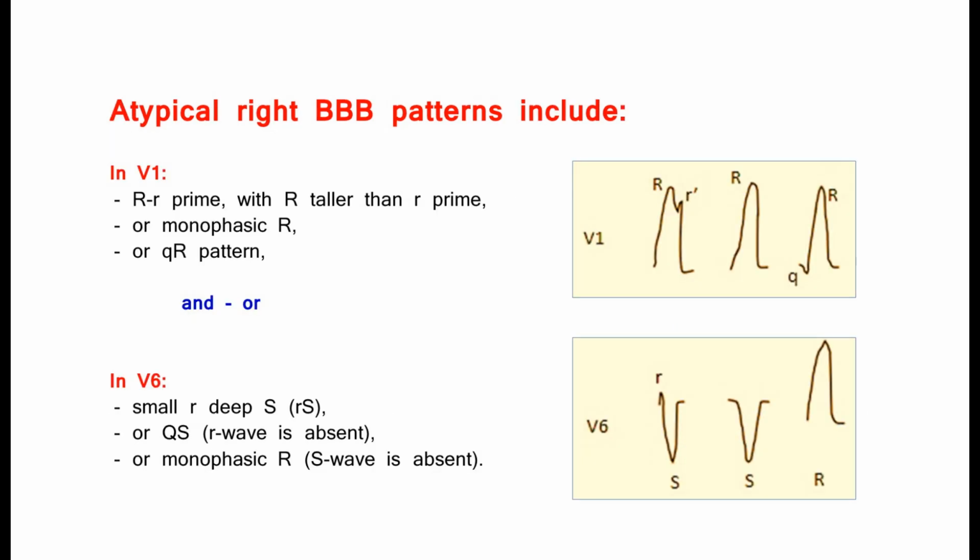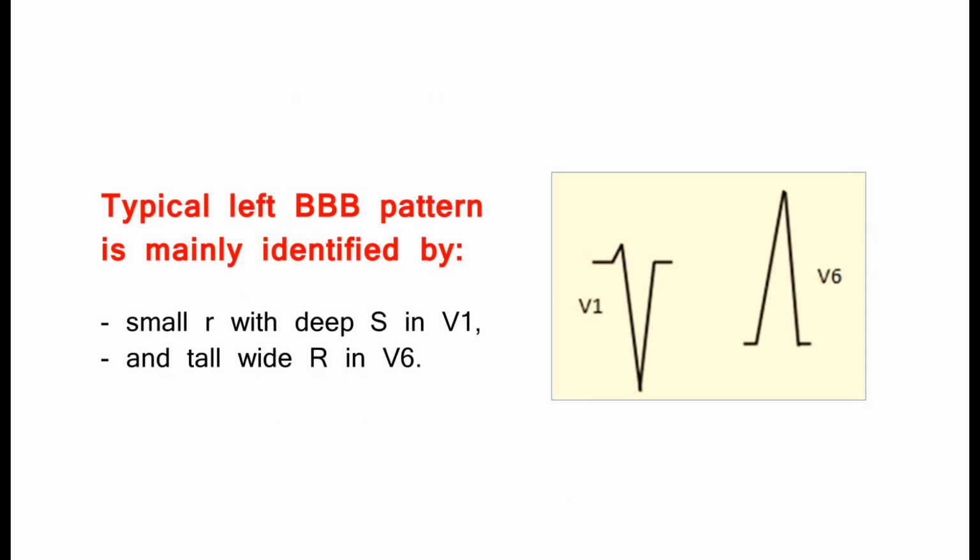Atypical right BBB patterns include in V1, RR', with R taller than R', or monophasic R, or QR pattern, and/or, in V6, small r deep S, Rs, or QS, R wave is absent, or monophasic R, S wave is absent. Typical left BBB pattern is mainly identified by small r with deep S in V1, and tall wide R in V6.